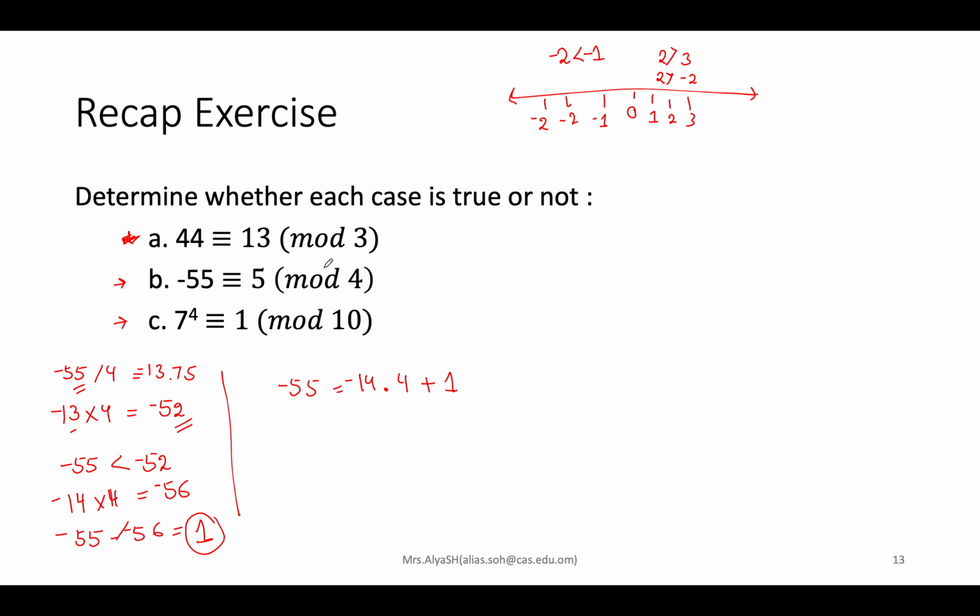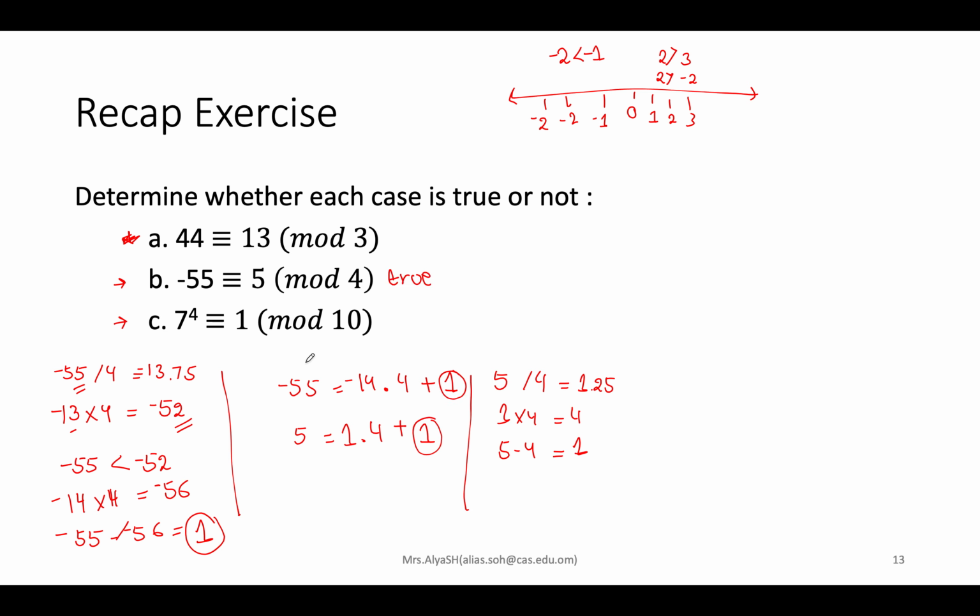Now let's check the second number. Here we got that 5 divided by 4 equals 1 point something, right? So 5 by 4 equals 1.25. 1 multiplied by 4 equals 4. 5 minus 4 is 1. So here we got that 5 equals 1 times 4 plus 1. Same remainder, then the congruence is there, so it is true.